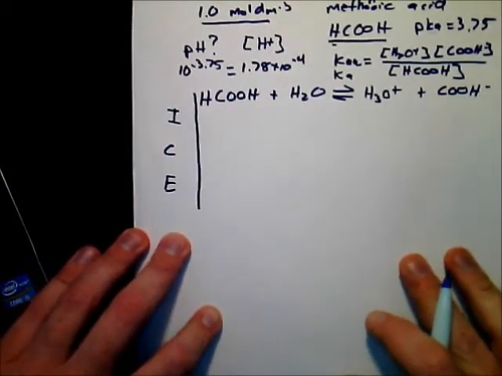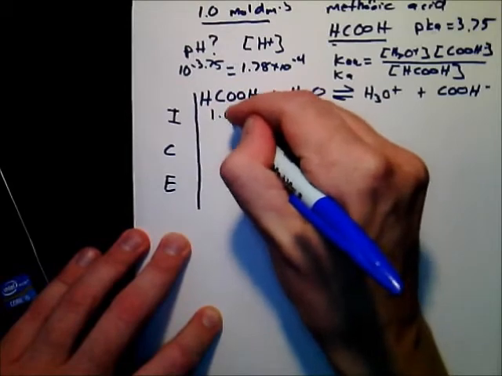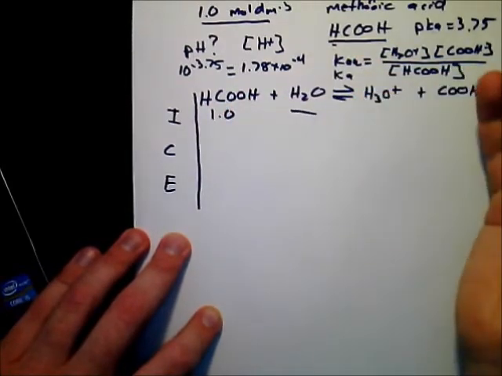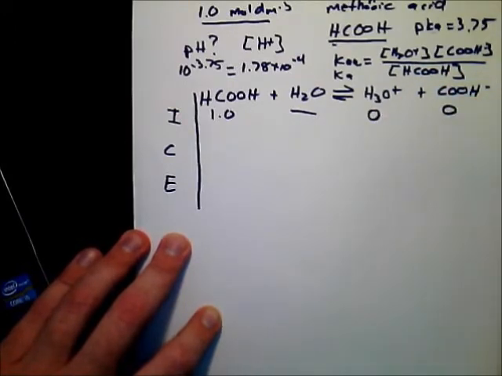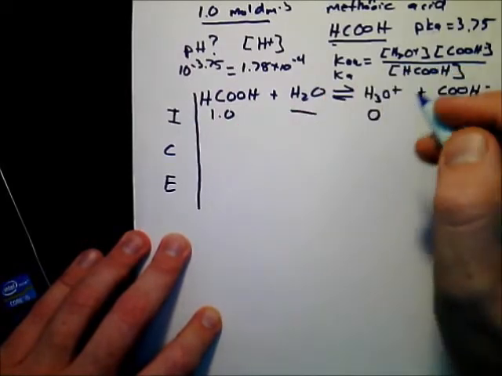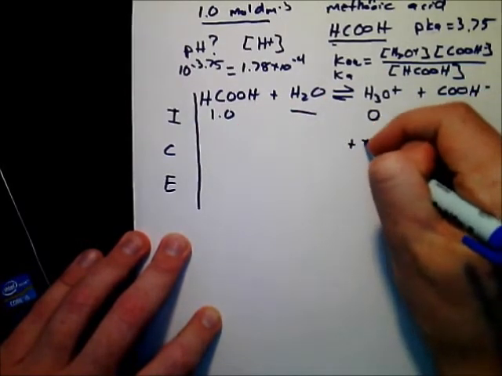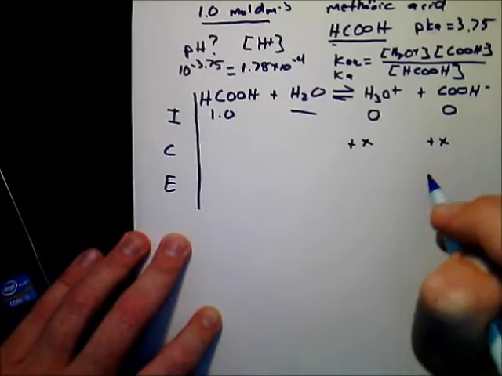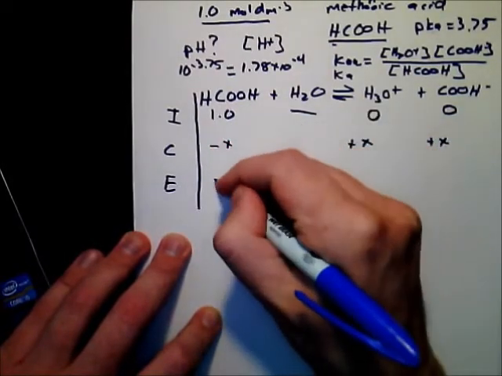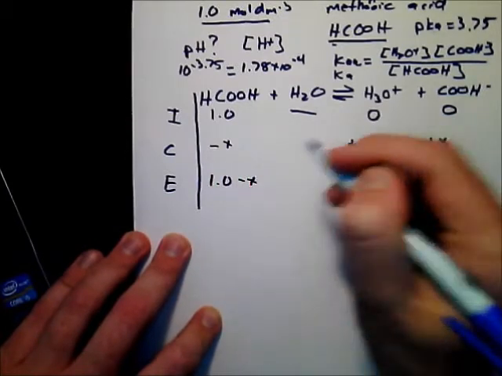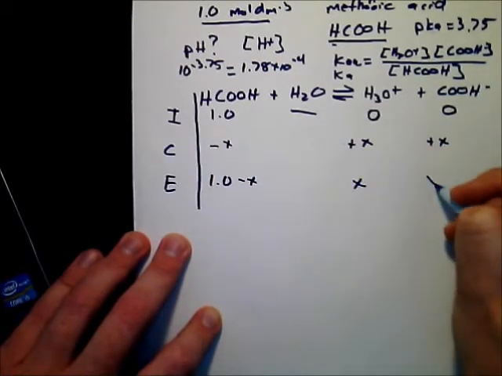So, going to make an ice table. Concentration of this is 1. We're just going to ignore water. It doesn't go in the equilibrium expression. I'm just going to put a dash there. And let's just assume that in the initial stages, in the moments after I add my methanoic acid to the water, the concentration of both of those is 0. So I know I'm going to make some amount of product. So we'd call that plus x. And then this would be minus x. So therefore my equilibrium concentrations are 1 minus x, x, and x.